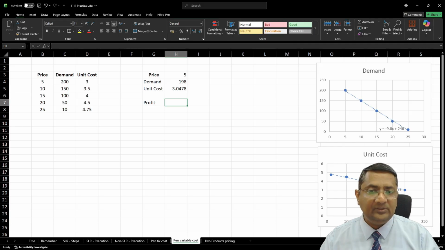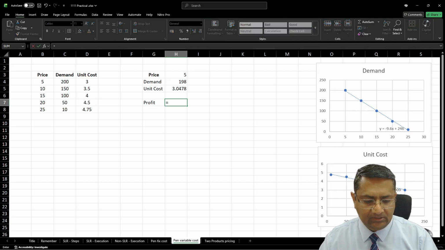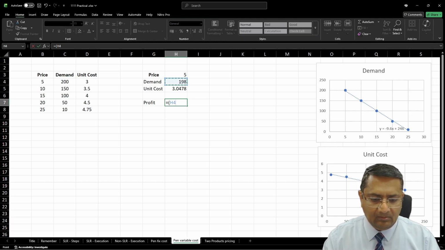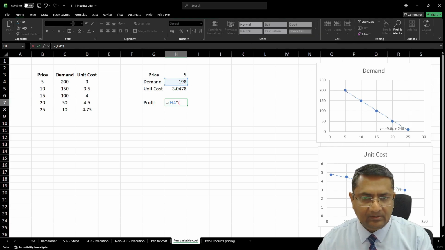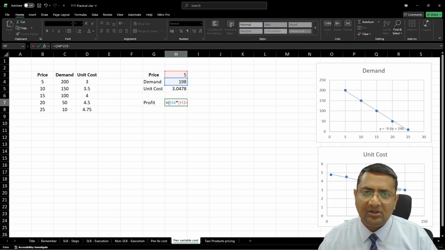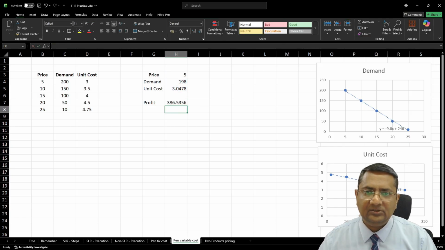Okay, now what is the profit? Profit is nothing but profit equals to demand multiplied by price minus cost. So this is the cost. Okay, let me close this bracket, then again this bracket. Done. Press enter.